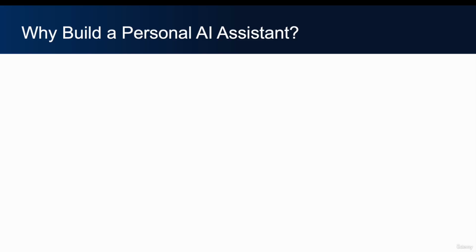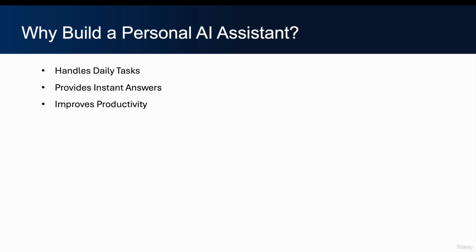Now, why build a personal AI assistant? It handles daily tasks, automates reminders, calendar events, and weather updates. It provides instant answers, answers general knowledge questions, improves productivity, and assists with notes, emails, and scheduling. It's voice-enabled, so it can be controlled using speech commands.